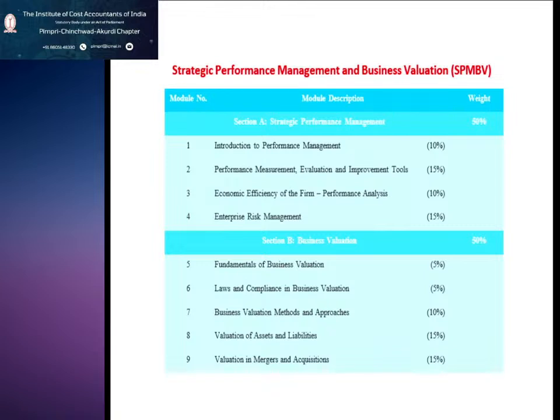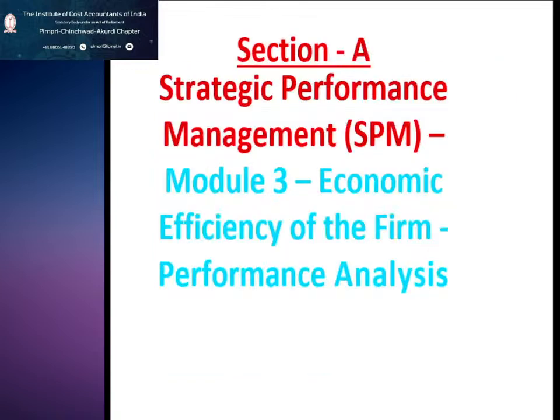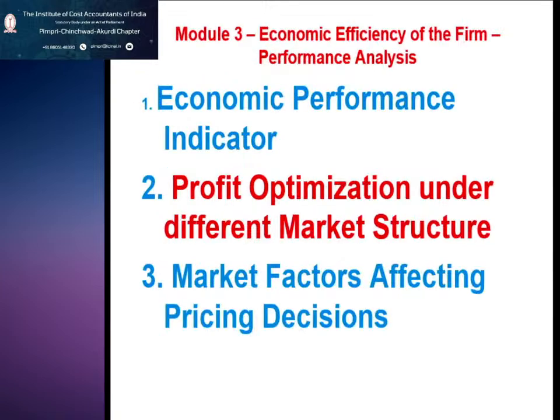In this module 3, the name of the module, especially section A, is all about economic efficiency and firm performance analysis. In that there are 3 aspects. I have already covered economic performance indicators in one of the sessions. Then in the previous session I covered the market factors affecting pricing decisions. And today I will take the third aspect, which is about profit optimization under different market structures.